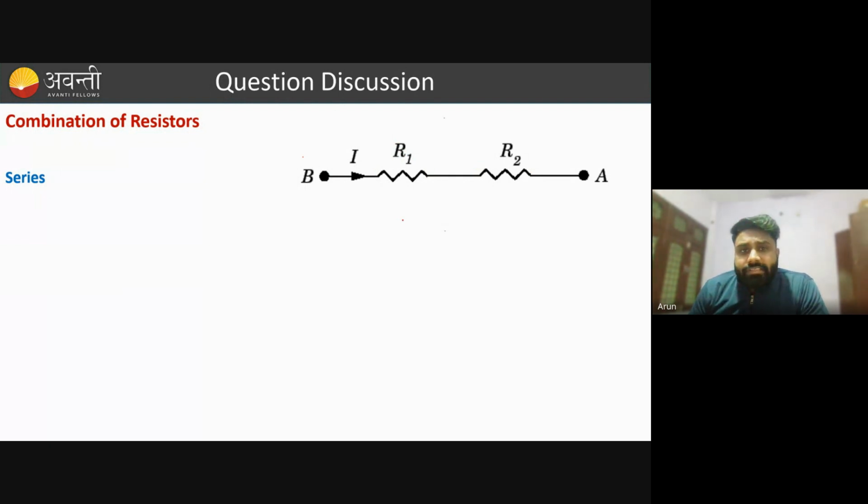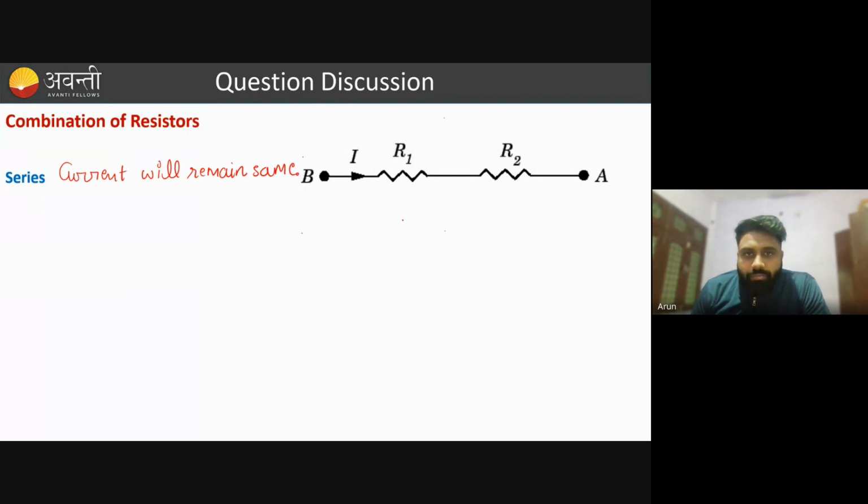The property of series resistance is that if you focus on the current, this current will flow through this R1 also, and the same current will flow through R2. So in series, current will remain same.